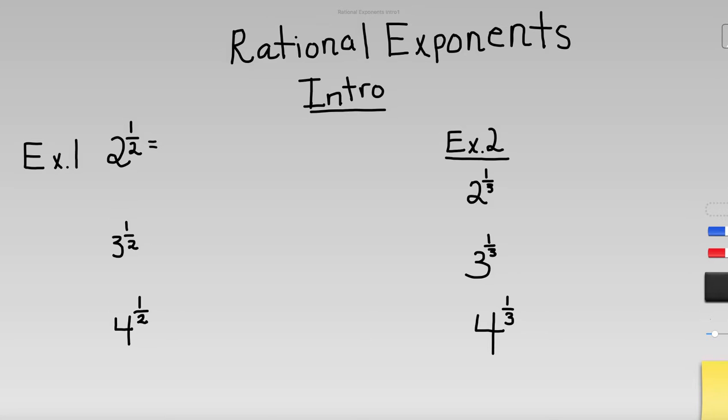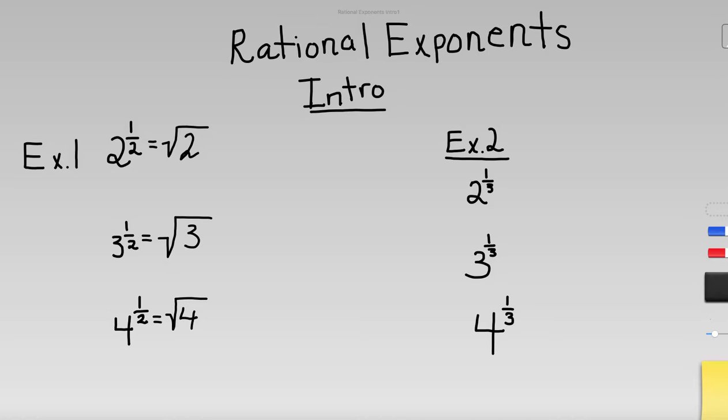Okay, so 2 to the 1/2 is going to be the square root of 2. 3 to the 1/2 is going to be the square root of 3. And 4 to the 1/2 is simply going to be the square root of 4.